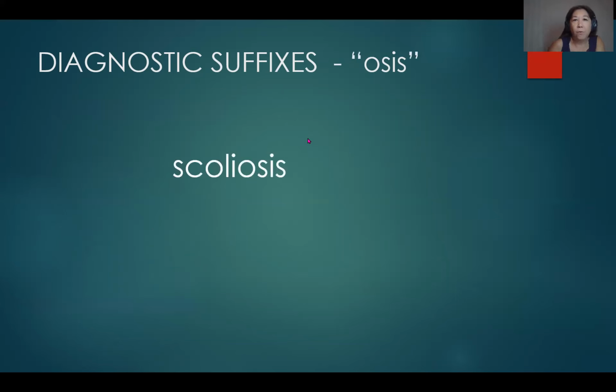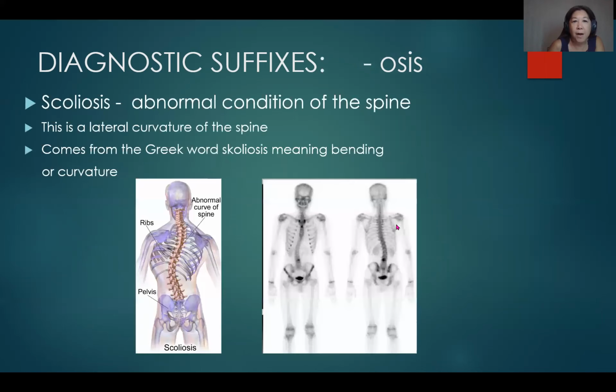Another common word using osis is scoliosis. Some of you may have heard of that term. Some of you may even have scoliosis. And it's defined as an abnormal condition of the spine. And so this is a lateral curvature of the spine, right? Normally the spine is nice and straight. And this comes from the Greek word scoliosis, meaning bending or curvature.